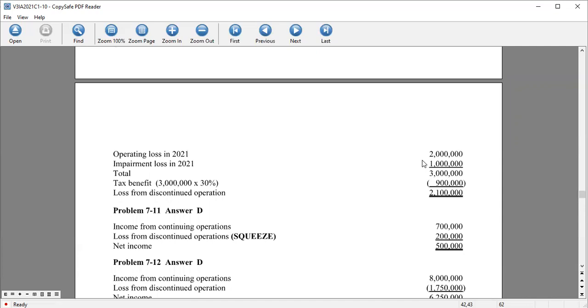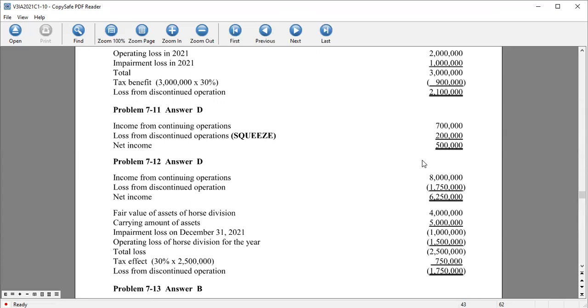11, we have net income in the amount of 500,000. However, the amount is income or loss from discontinued operation. So the answer is 200,000. It's a squeeze figure for number 11. Then number 12, what amount should be reported as net income for 2021? That's number 12. I mean, the question is how much is the net income for 2021? So it's the amount of 6,250,000 with supporting computation for loss from discontinued operation.